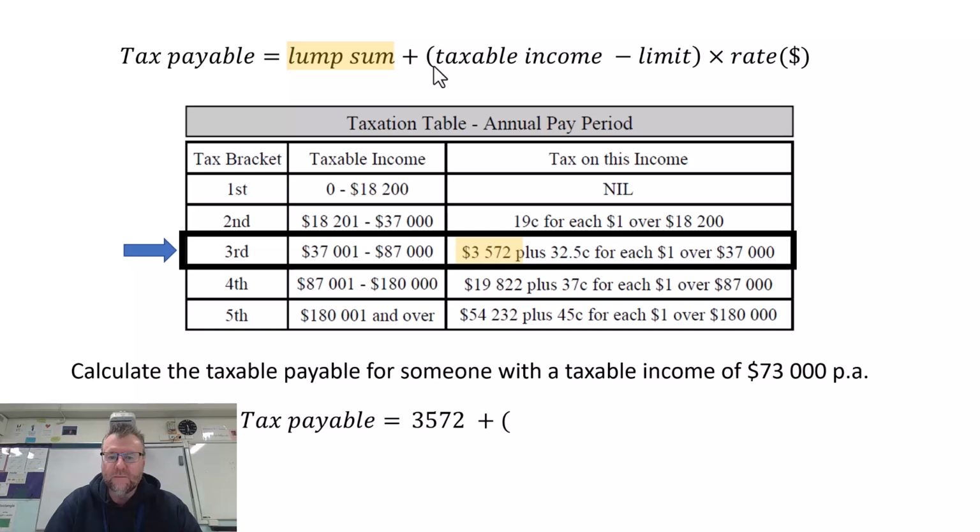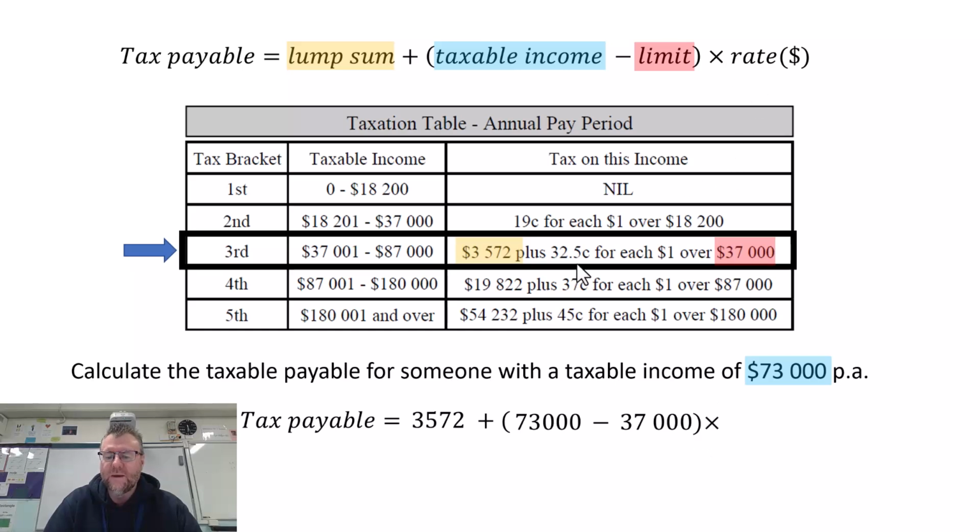Plus, in brackets, the taxable income. Well, that's this bit. We're given that, 73,000. So I'll put that in for the taxable income. Minus the limit is the last part in the row. It's this amount at the end of the row. Close the brackets and then times the rate.